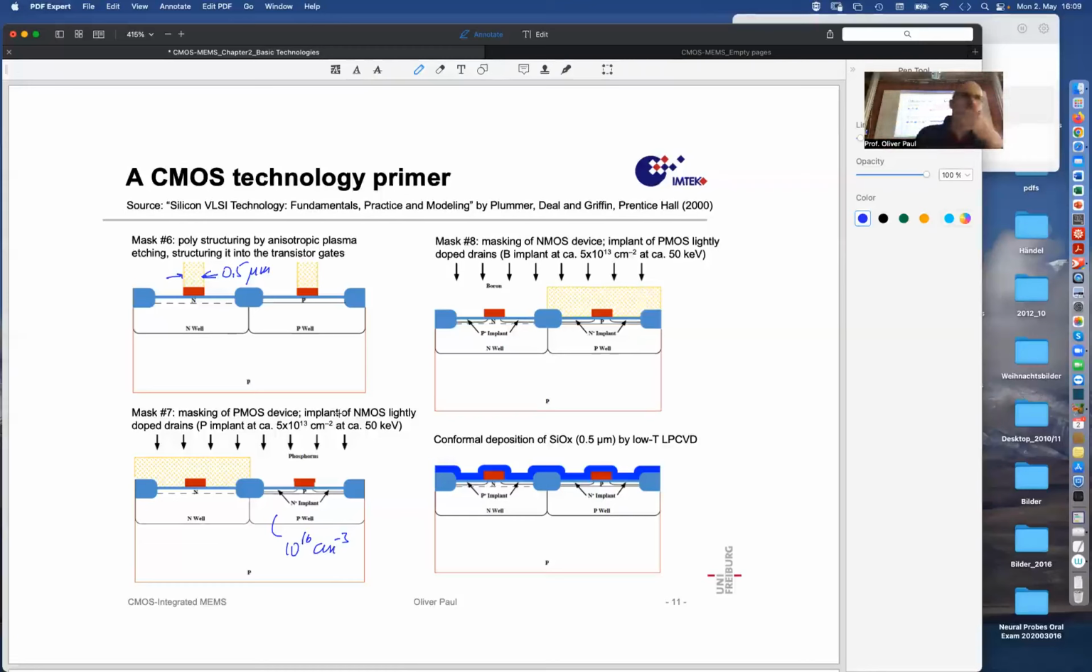So if you want to hear the details of that, you can attend a lecture called Advanced CMOS Technology by Dr. Rute of my group, who teaches that in the detail that I don't teach here.